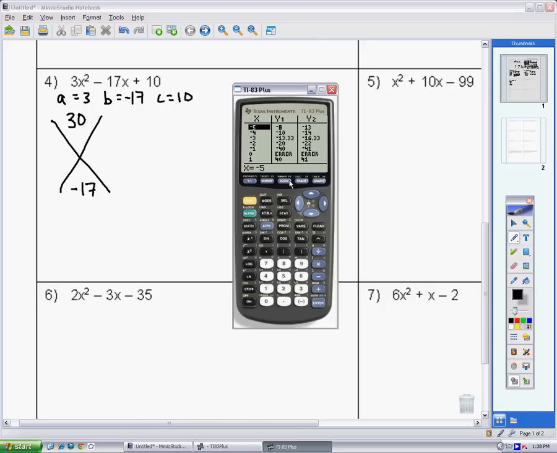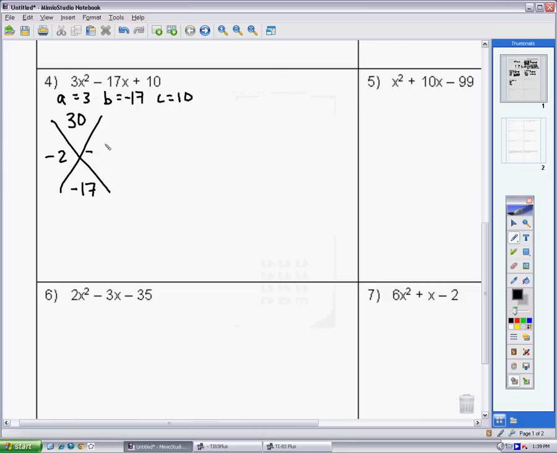So again, I'm going to pull up my calculator. I'm going to go to y equals, and I'm going to change my product to 30. I'm going to take a look at the table, and I want to find negative 17, and it's right here. So that means my factors are negative 2 and negative 15. So I'm going to write negative 2 and negative 15 as my factors. And I'm going to write them out. X minus 2 times x minus 15.